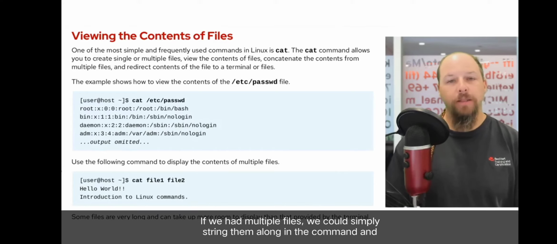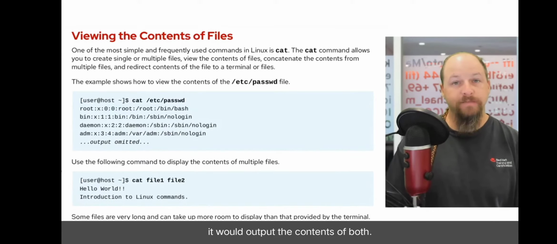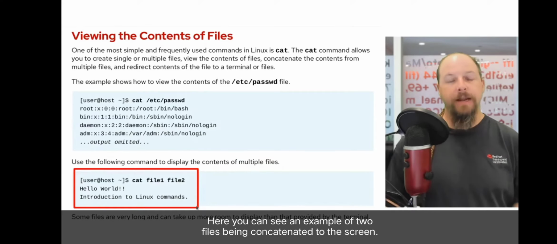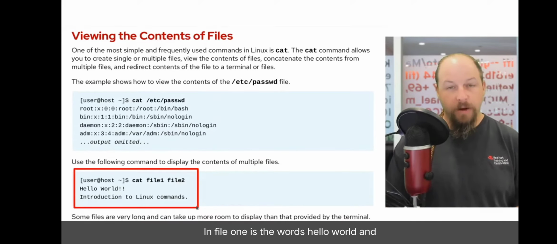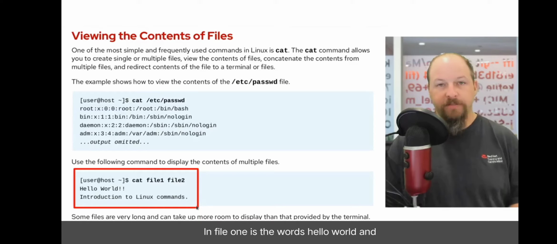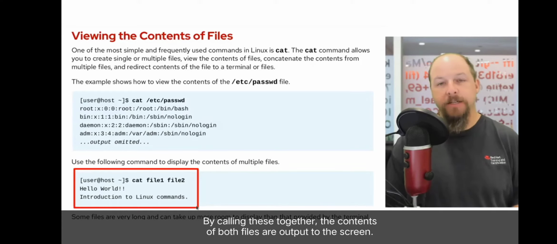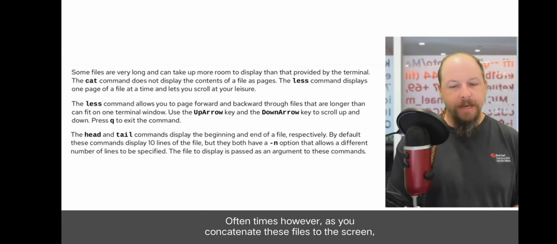If we had multiple files, we could simply string them along in the command and it would output the contents of both. Here you can see an example of two files being concatenated to the screen. In file 1 is the words hello world, and file 2 would contain the Introduction to Linux command entry. By calling these together, the contents of both files are output to the screen.